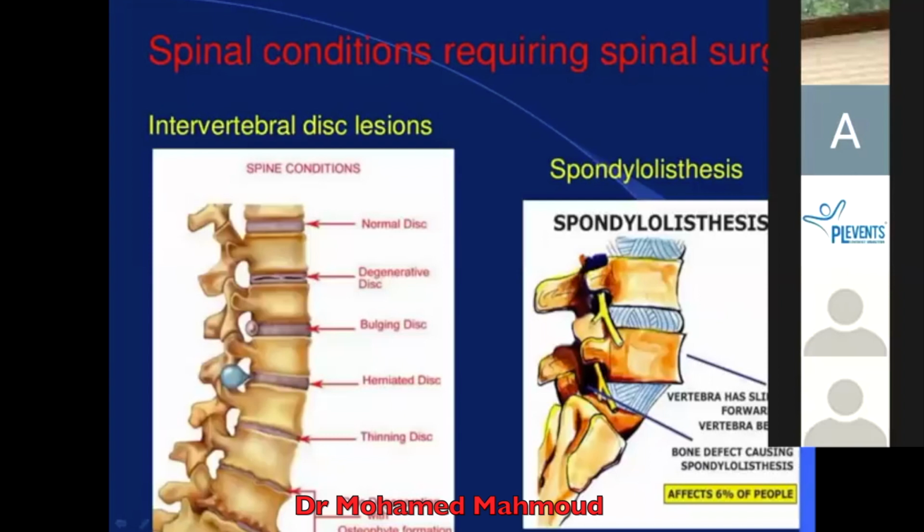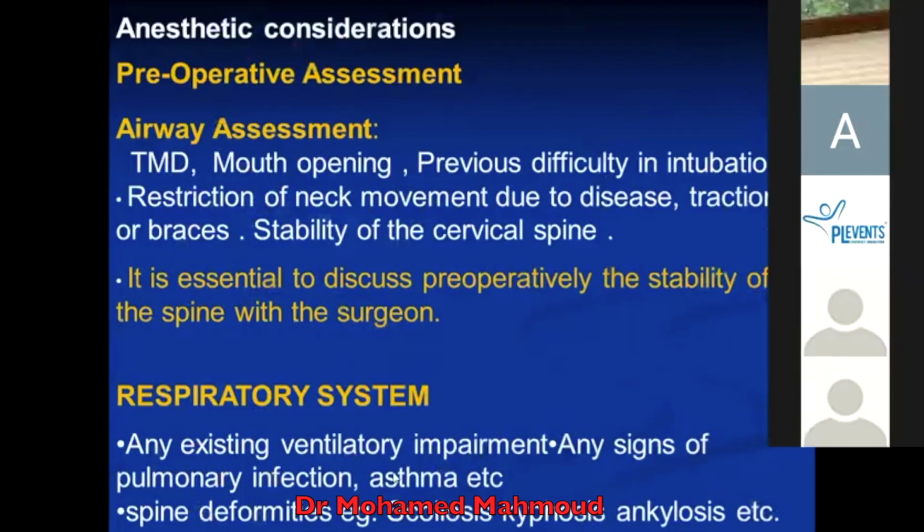Anesthetic consideration. Preoperative assessment. First, airway assessment. We should consider temporomandibular joint, mouth opening, if there is any previous difficulty in intubation, or restriction of neck movement due to disease, or stability of the cervical spine. It is essential to discuss the cervical spine mobility with the surgeon before intubation.